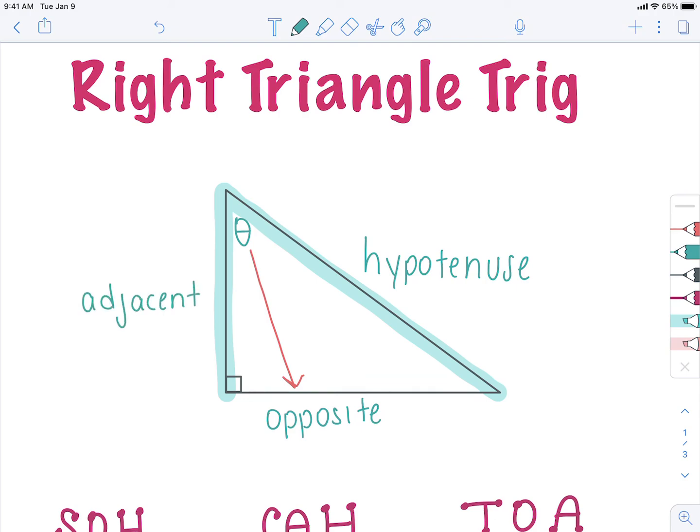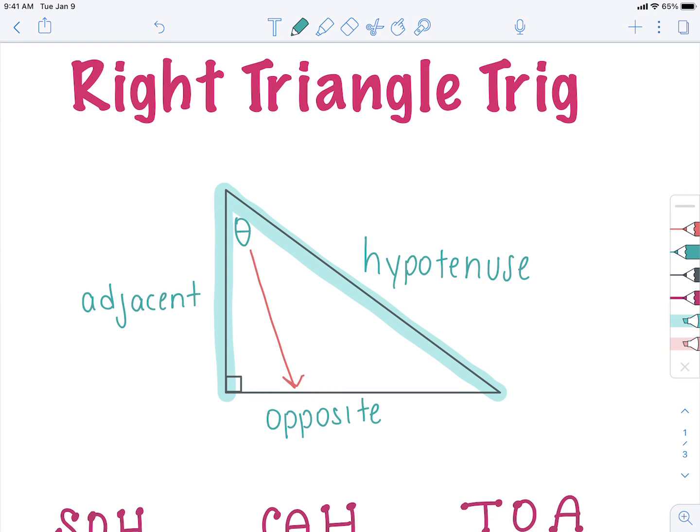We also know that the word adjacent kind of means that they're next to. So it's the side that's next to the angle. The opposite side is the one across from the angle. The hypotenuse is always opposite the 90-degree angle.